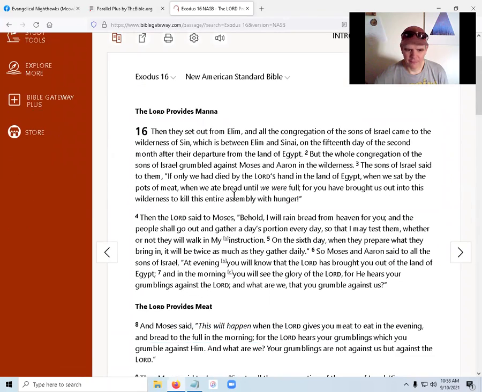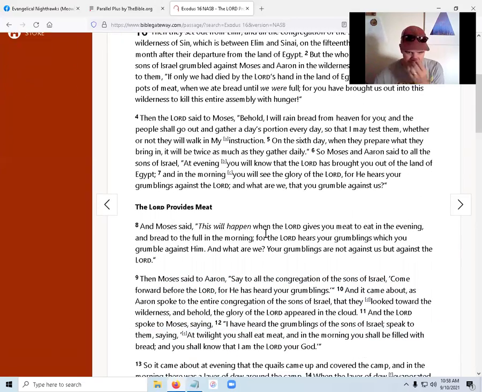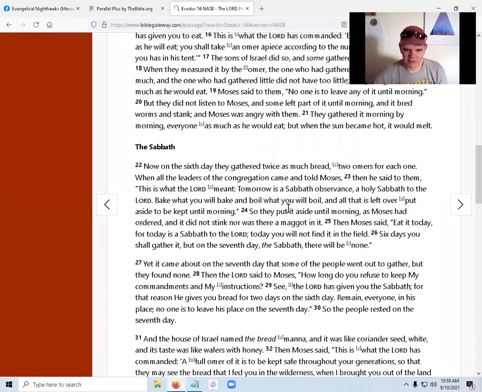Chapter 18. The whole congregation, sons of Israel, grumbled against Moses. Okay, so they grumbled against Moses. They didn't go to him and say, hey, we have these problems. They're like, we're grumbling. The Lord then said to Moses, so people grumble to Moses, Moses goes to the Lord. Okay.